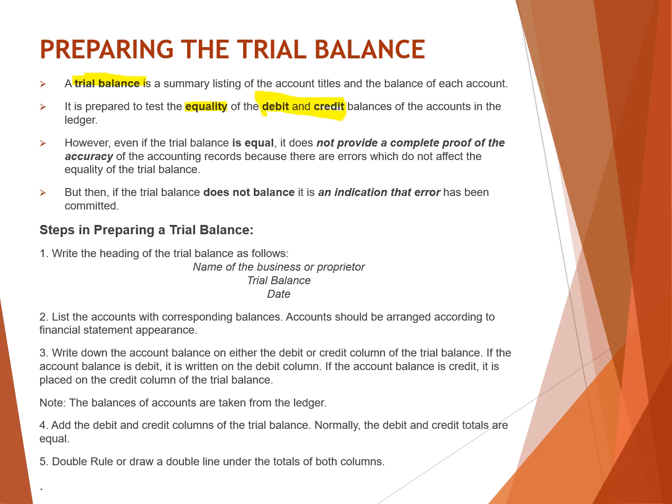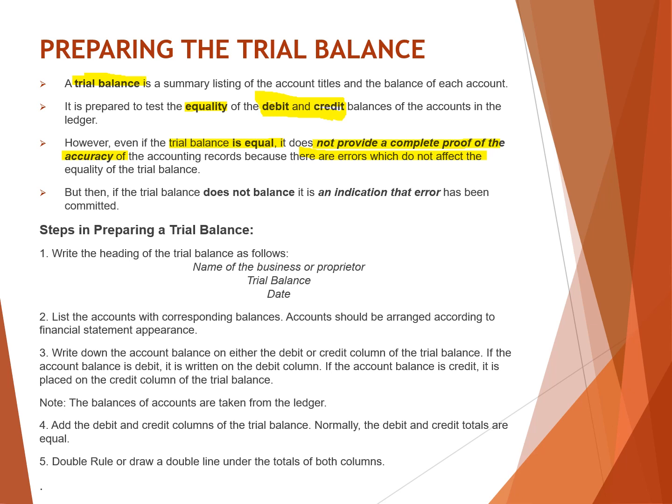Dito na tayo magkakaalaman. Tama ba yung ginawa mo sa ledger? Kasi dito, itetest na natin kung equal ba ang debit and credit. Diba sabi nga natin, in every entry, dapat equal yung debit and credit. So, dito na natin siya itetest. Though, being equal ng trial balance, it does not provide complete proof of accuracy. Kasi pwedeng magbalanse ang trial balance, pero meron pa rin namang errors na hindi nakaka-affect sa equality ng trial balance.